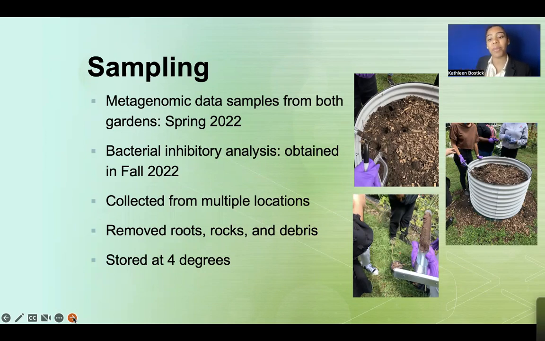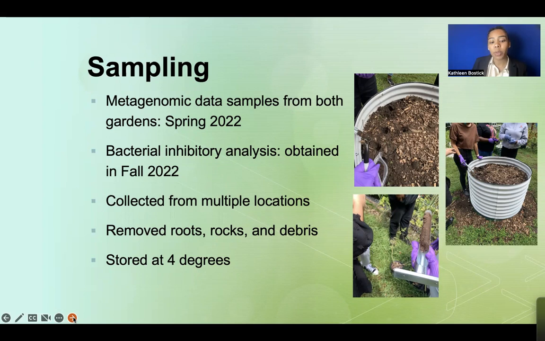As you can see here, we have some wonderful pictures of the sampling that took place. As it pertains to the metagenomic data, these samples were taken in the spring of 2022, and the bacterial inhibition analysis was obtained in fall of 2022. In this investigation, we have multiple parts. The first part is the metagenomic data. This allows us to understand the bacterial isolates that are being classified. The bacterial inhibition allows us to understand how these bacteria are inhibiting other bacteria in the soil microbiome, which gives us a further understanding of what kind of role it plays in the soil microbiome as a whole.